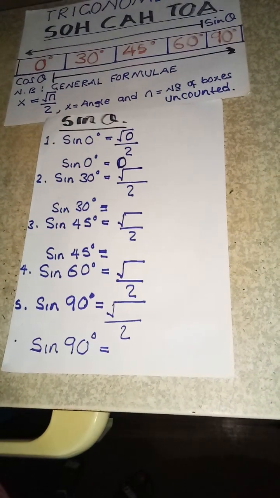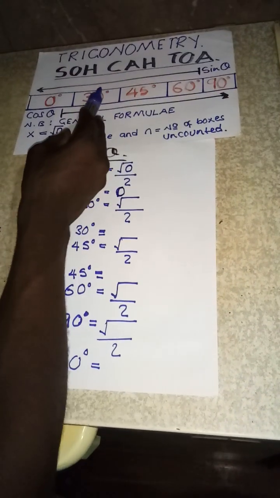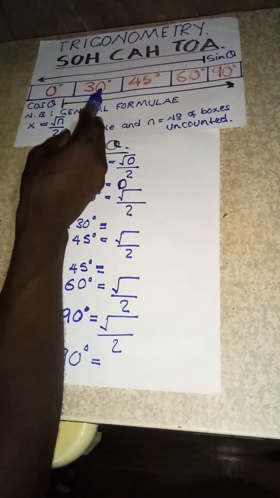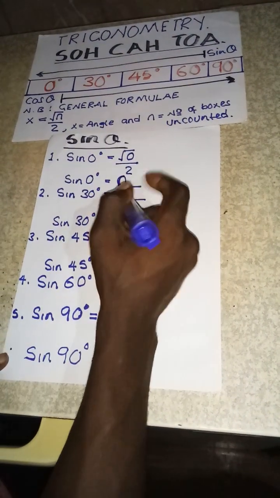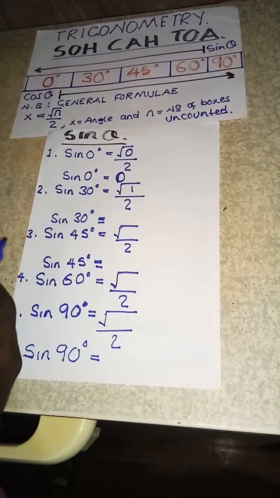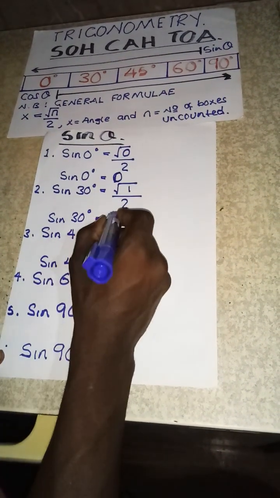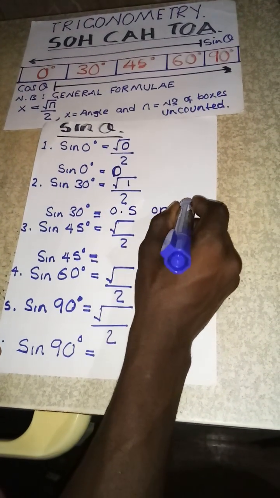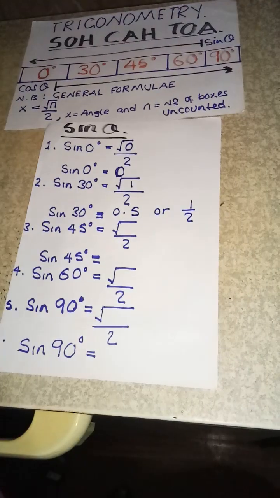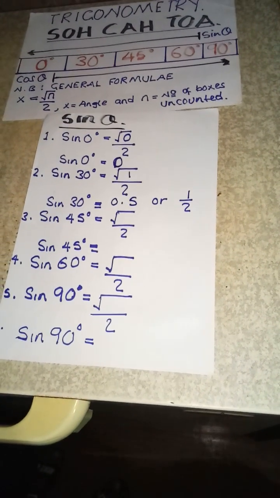Okay, let us move to sine 30. Sine 30, this is 90, this is 60, this is 45, this is 30 degrees. How many boxes have been left uncounted? Just one, you can see. So I'll put 1 here, which simply means, what is the root of 1 over 2? This is 0.5, or 1 over 2. Alright.